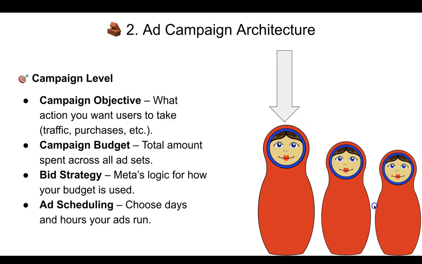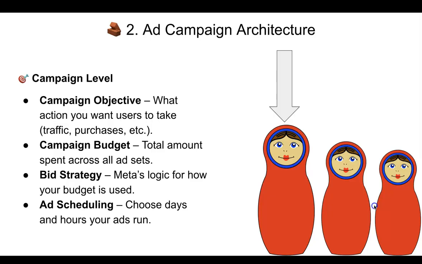So let's talk about ad campaign architecture. We're going to talk about the big doll. On the campaign level, campaign objective is what action you want the users to take. So that could be, you want to get more traffic, you want to get more purchases, you want to build awareness. And then another thing you can do within the campaign level is you can set a campaign budget.